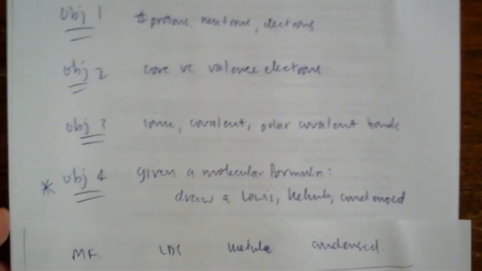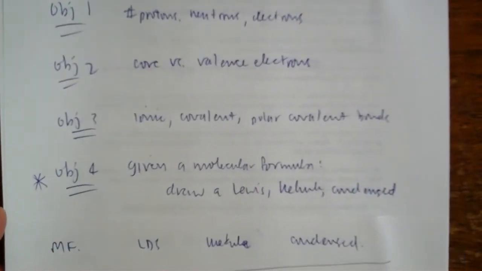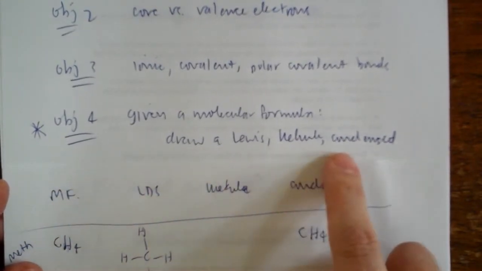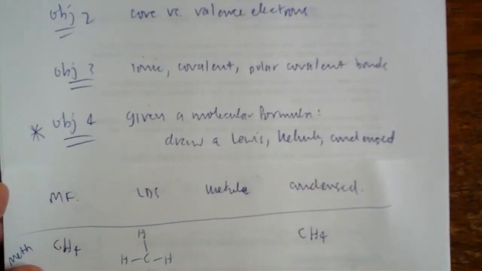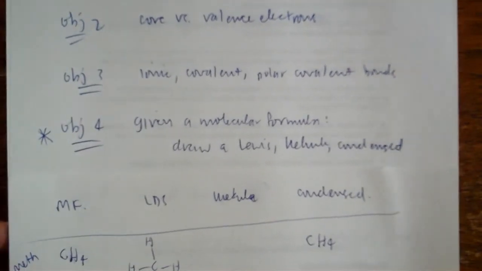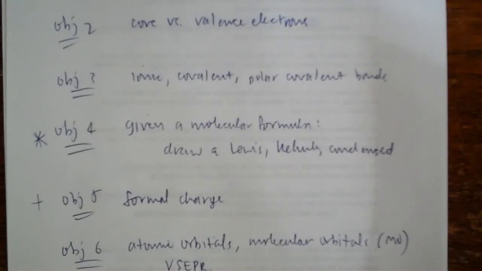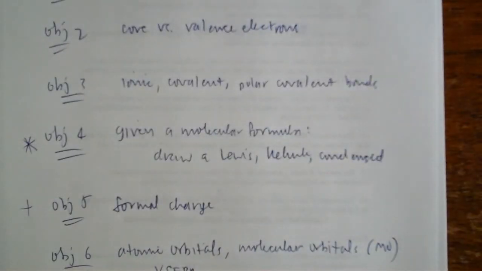All right. So this is objective number 4. Objective number 4 was, given a molecular formula, draw a Lewis, a skeletal, or a condensed structure for that. Okay, I'm going to do objectives 4 and 5 under a different video.